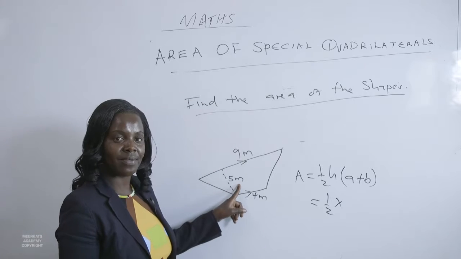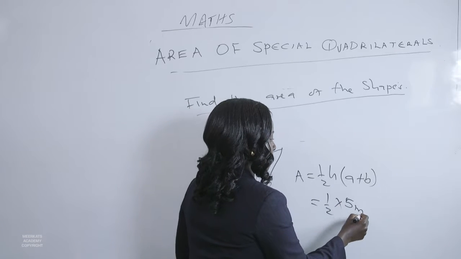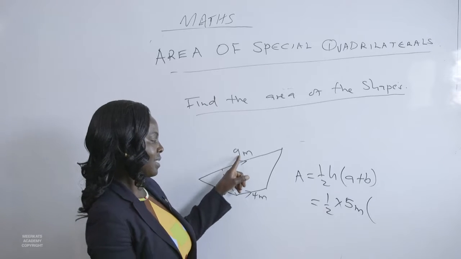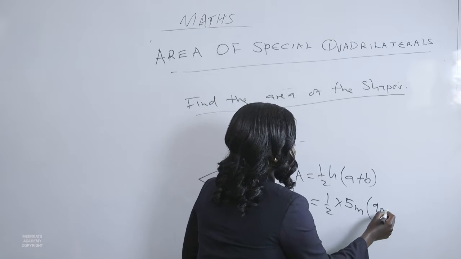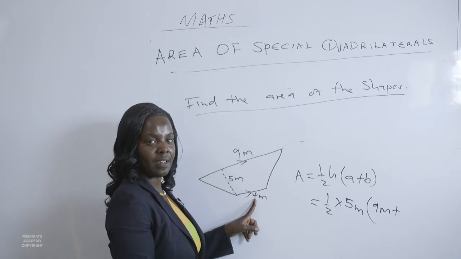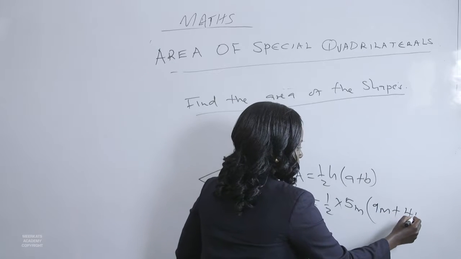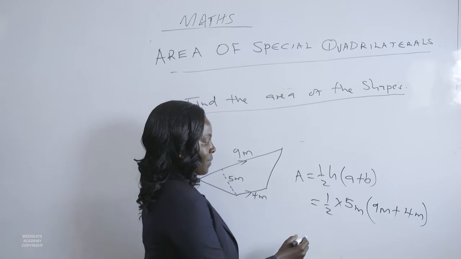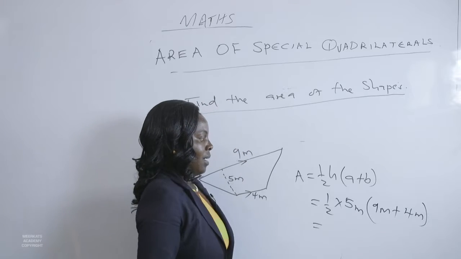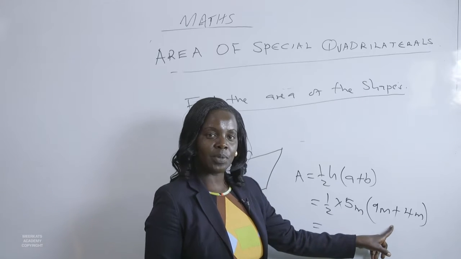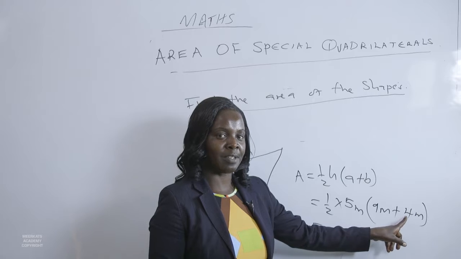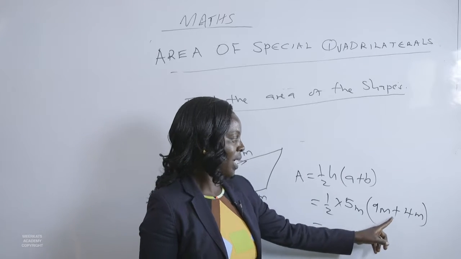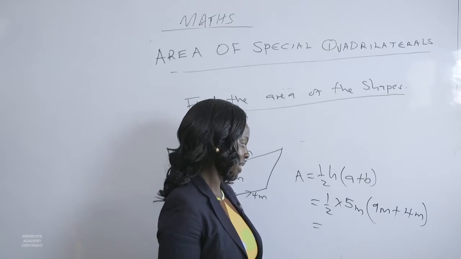So let's substitute. What is our height? Our height is 5. What is our A? Either of the opposite sides. This is 9. B, the other side that is parallel and opposite to each other. Now, we are supposed to start with the values in brackets. So we are supposed to add these two values, first of all, in the brackets. And what do we have?